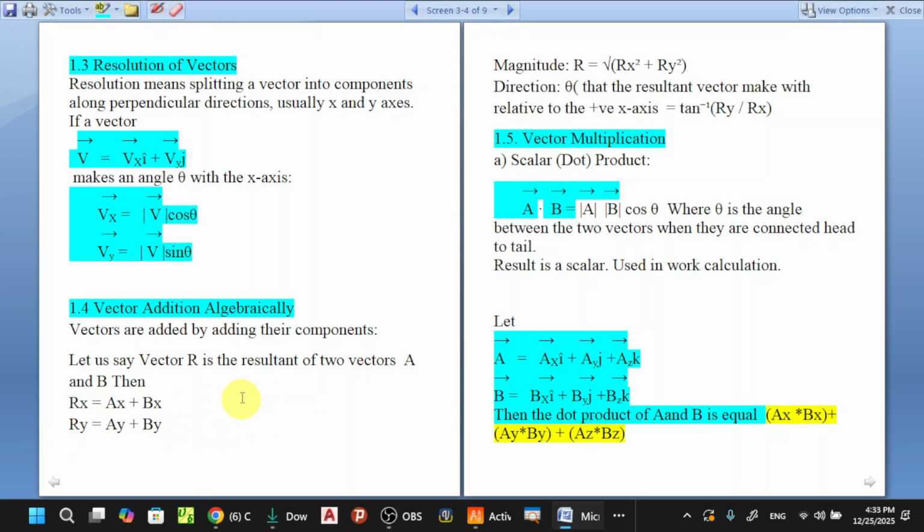That's how you add algebraically. Then the magnitude of R is given by the square root of Rx squared plus Ry squared. Then the direction theta that the resultant vector makes relative to the x-axis is given by tan inverse of Ry over Rx.